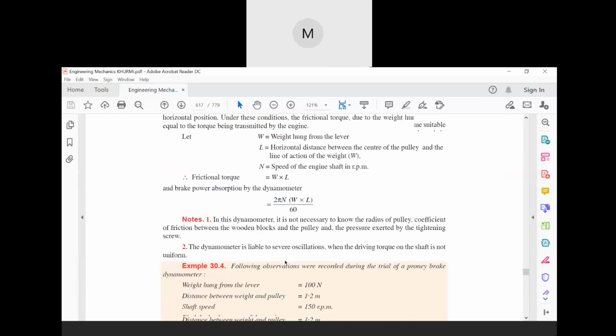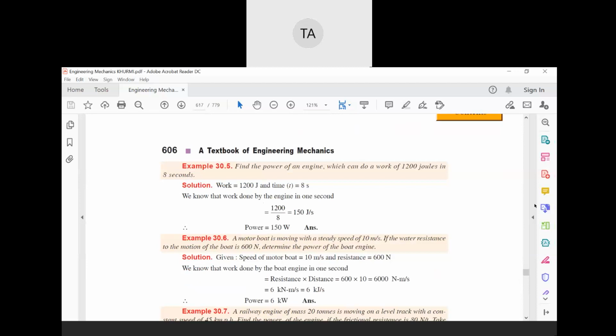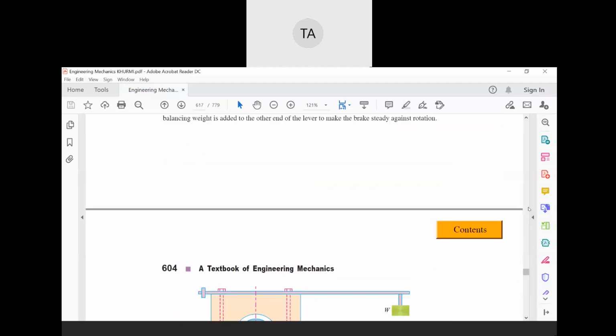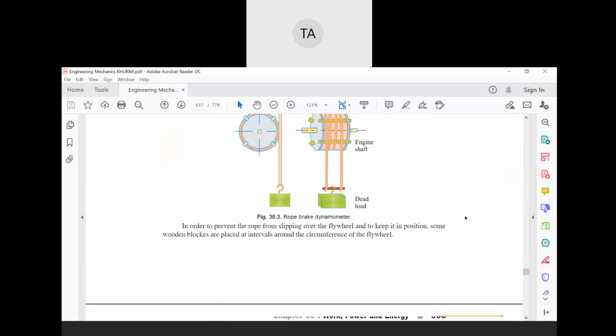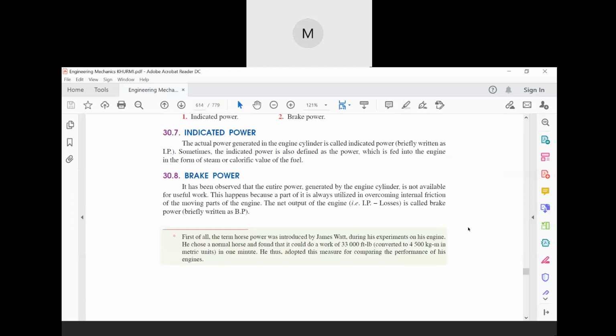Brake power means the power which is generated, or you can say the power which is not useful actually. Yes. Okay, the power that is not useful is called brake power. And what is indicated power? What the engine generates, we call indicated power. Clear? Yes, sir.